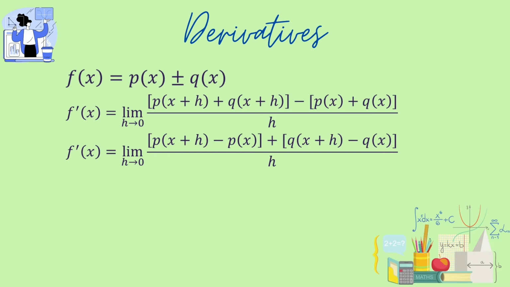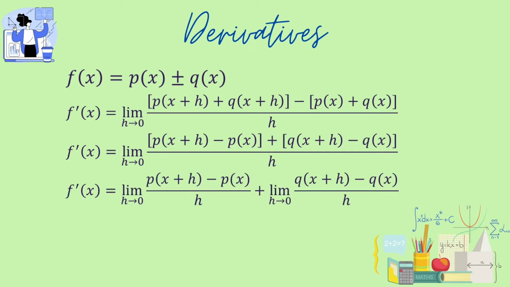If we apply the limit law on sum of functions, we obtain the limit as h approaches 0 of p of x plus h minus p of x all over h, plus the limit as h approaches 0 of q of x plus h minus q of x all over h.